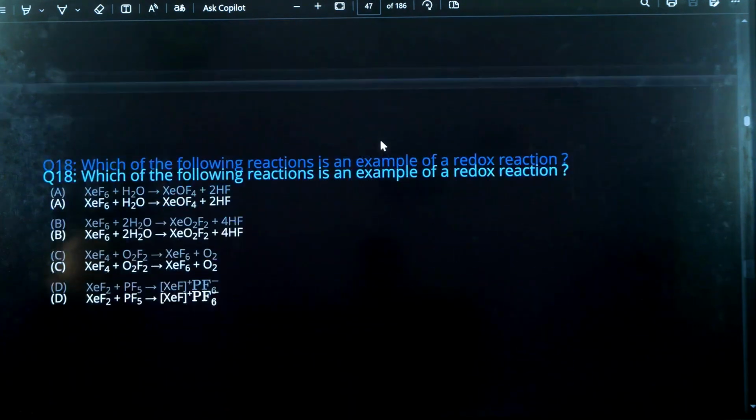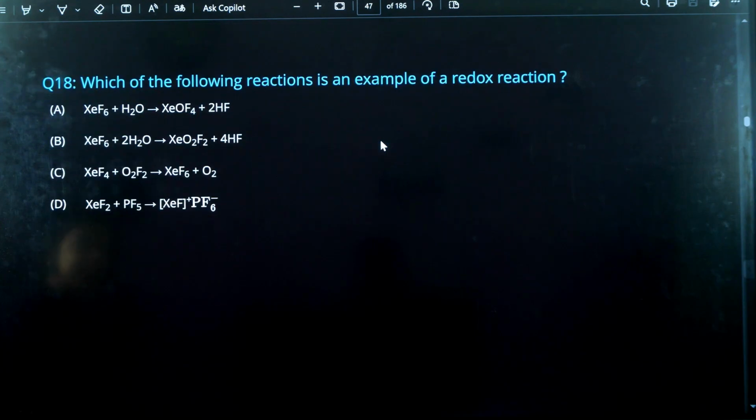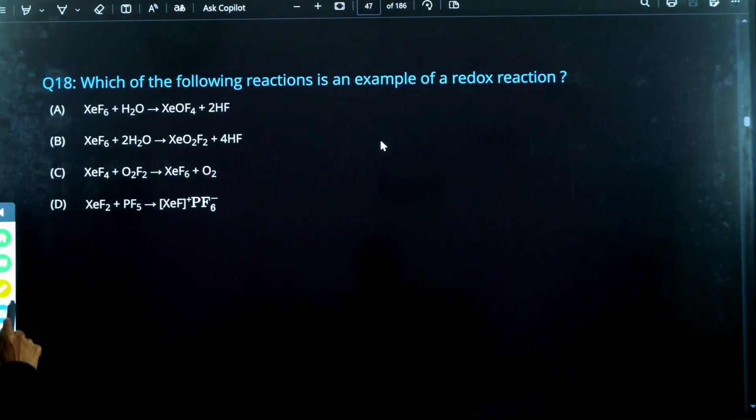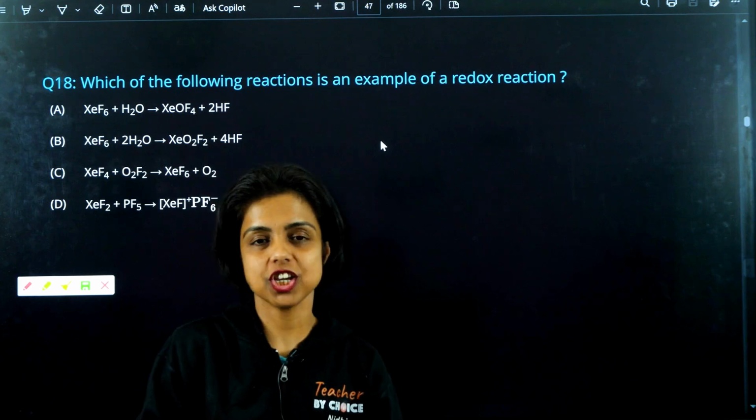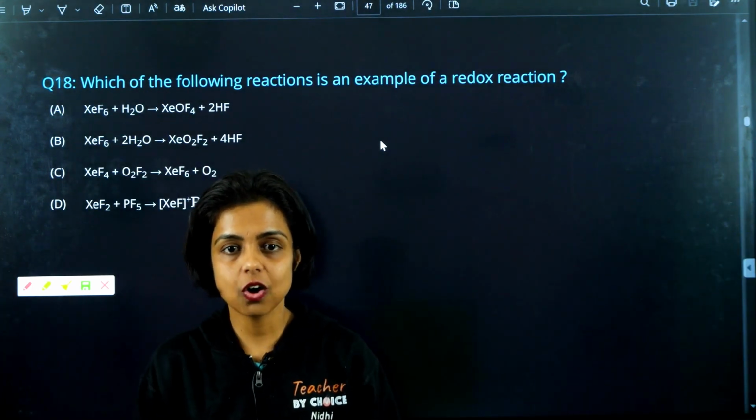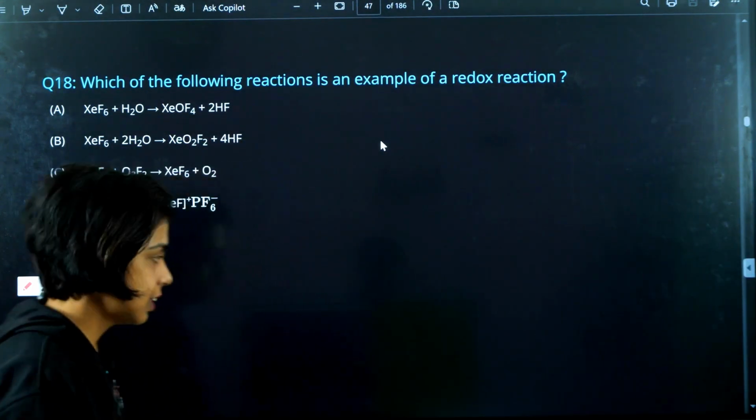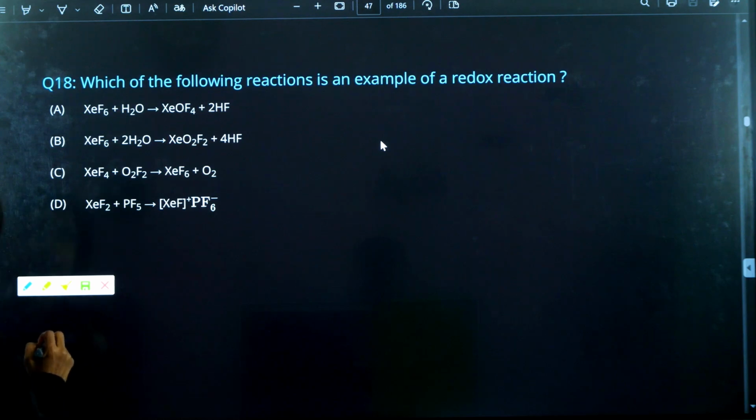Next question. Which of the following is an example of a redox reaction? Which of the following is an example of redox reaction where there is a change in oxidation state, where there is a gain or loss of electron? There is a redox reaction, right?